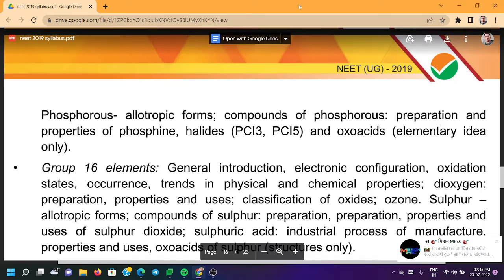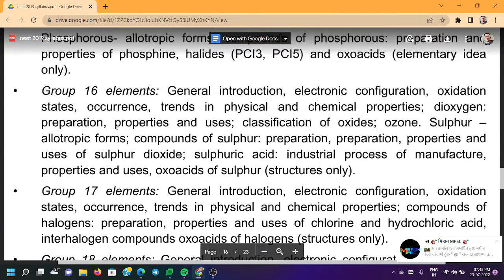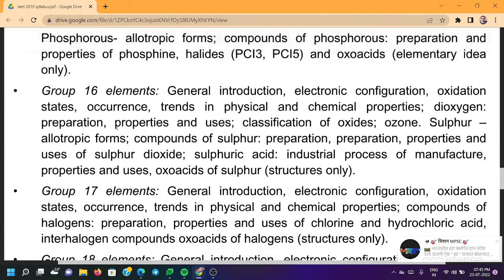Elementary idea only. Group 16 elements, general introduction, electronic configuration, oxidation states, occurrence, trends in physical and chemical properties, dioxygen preparation, properties and uses, classification of oxides, ozone, sulfur allotropic forms, compounds of sulfur, preparation, properties and uses of sulfur dioxide, sulfuric acid, industrial process of manufacture, properties and uses, oxoacids of sulfur, structures only.